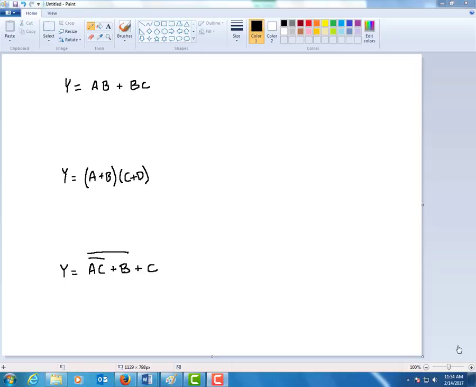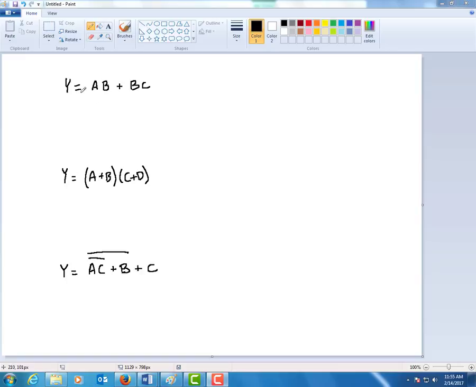Hello, ELT132. So the last video was basically taking a schematic and generating a Boolean expression from it. Now we're doing it in reverse. We are taking a Boolean expression, and you can see I have 3 of them right here, and we're going to generate a schematic for each one of them.